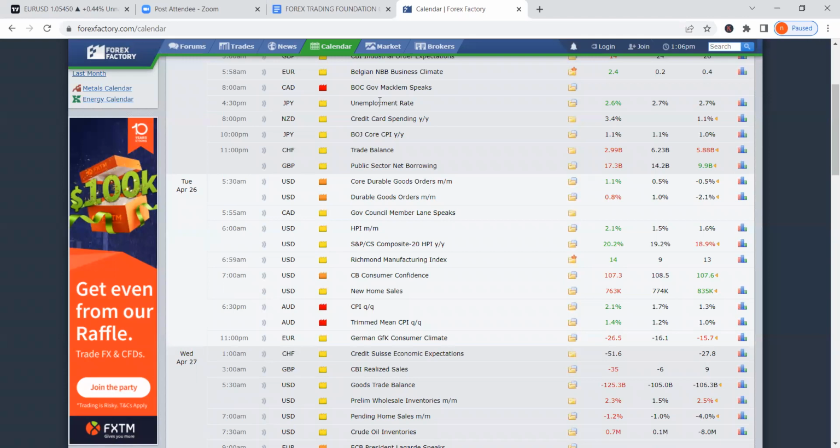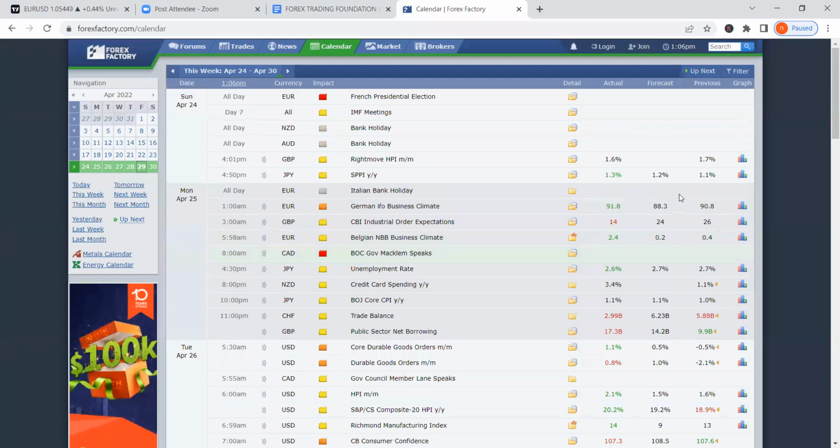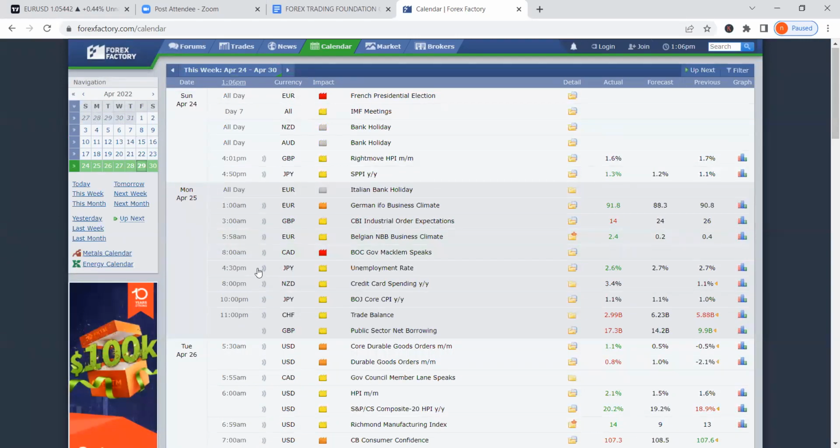No, let's go to unemployment rate. It's easier. It's closer to the top. See unemployment rate here. Do you see my caution? Yes, sir. See unemployment rate for Japan. Look at it. Actual is 2.6. Forecast is 2.7. And then previous was 2.7. Meaning that previously unemployment rate was 2.7%. Can you now see that unemployment rate is very low in Japan?